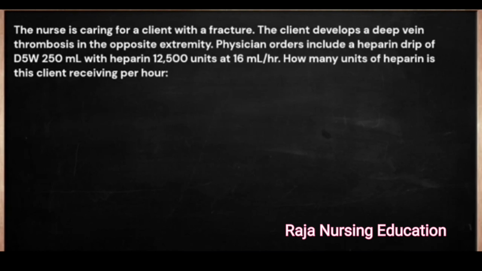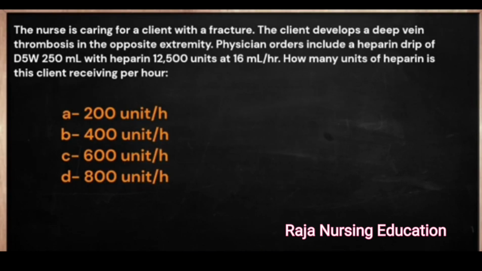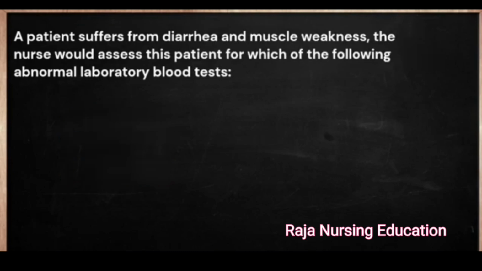The nurse is caring for a client with a fracture. The client develops a deep vein thrombosis in the opposite extremity. Physician orders include a heparin drip of D5 250 ml with heparin 12,500 units at 16 ml per hour. How many units of heparin is this client receiving per hour? Option A 200 units per hour, B 400 units per hour, C 600 units per hour, D 800 units per hour. The option is D 800 units per hour.